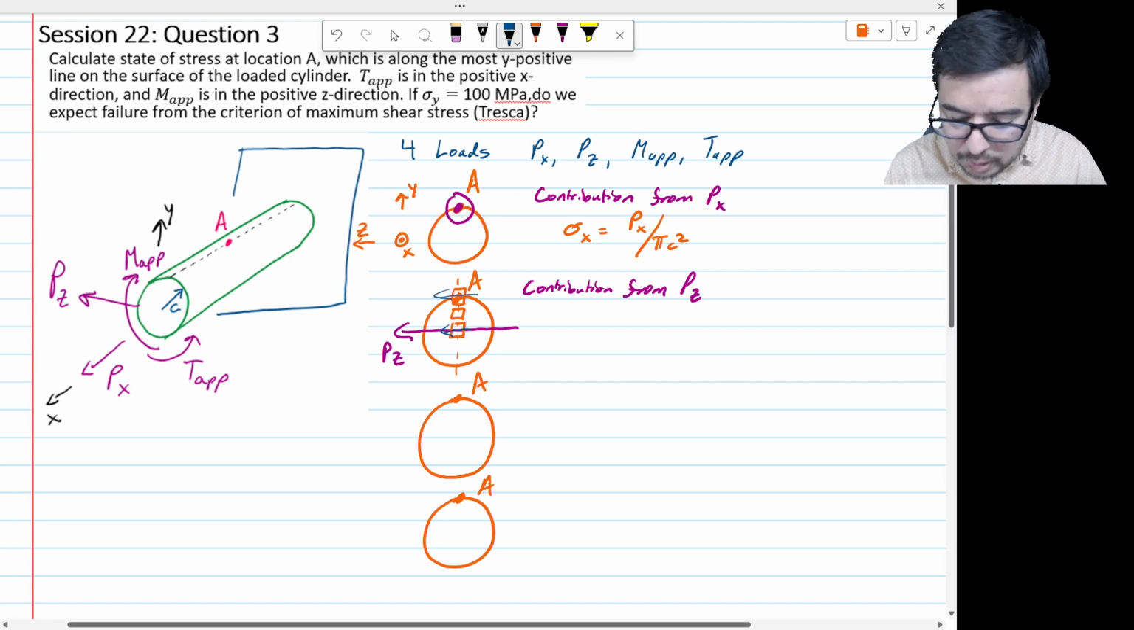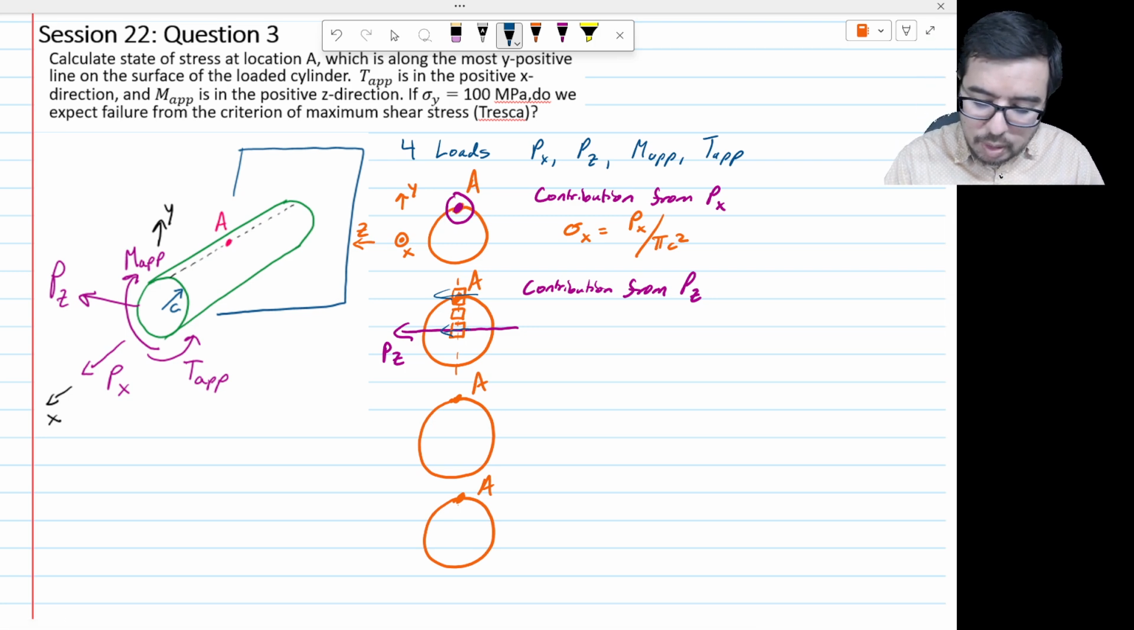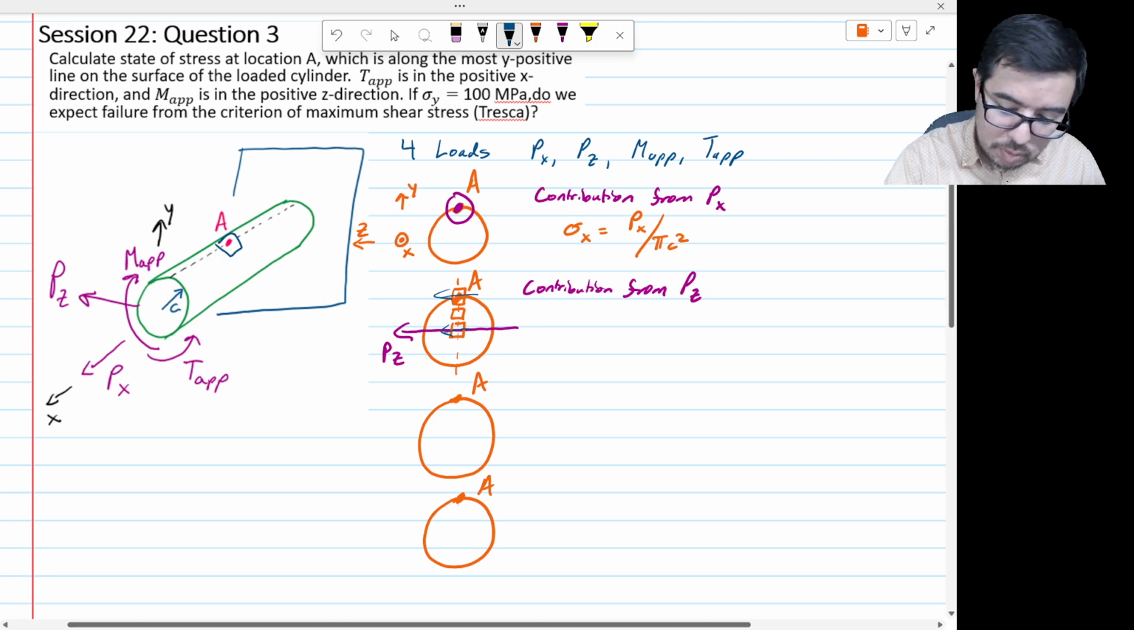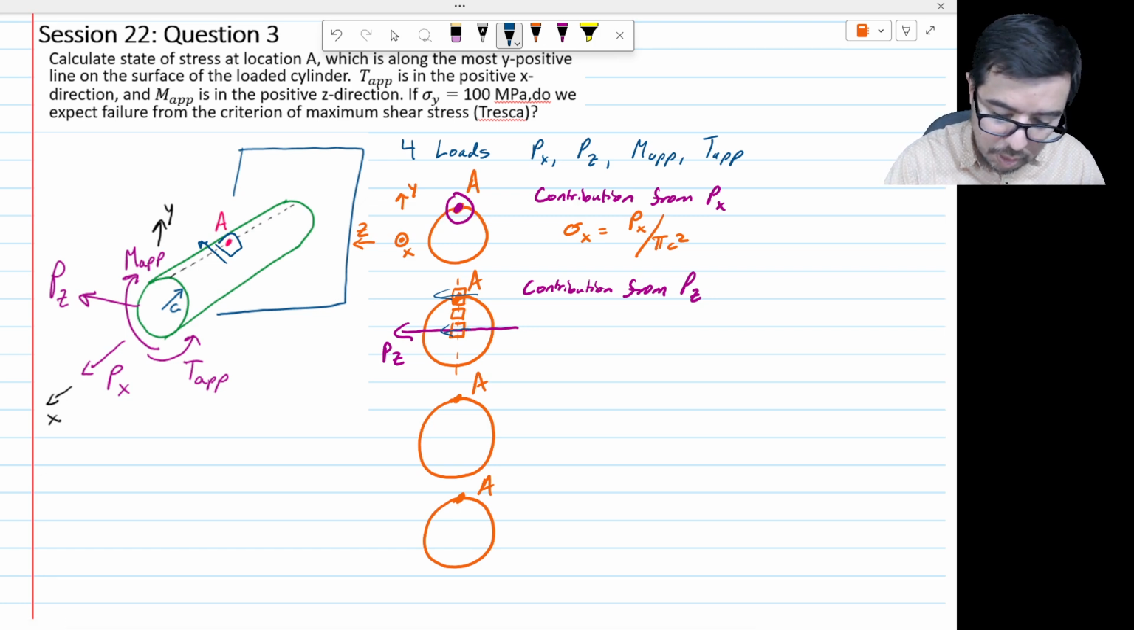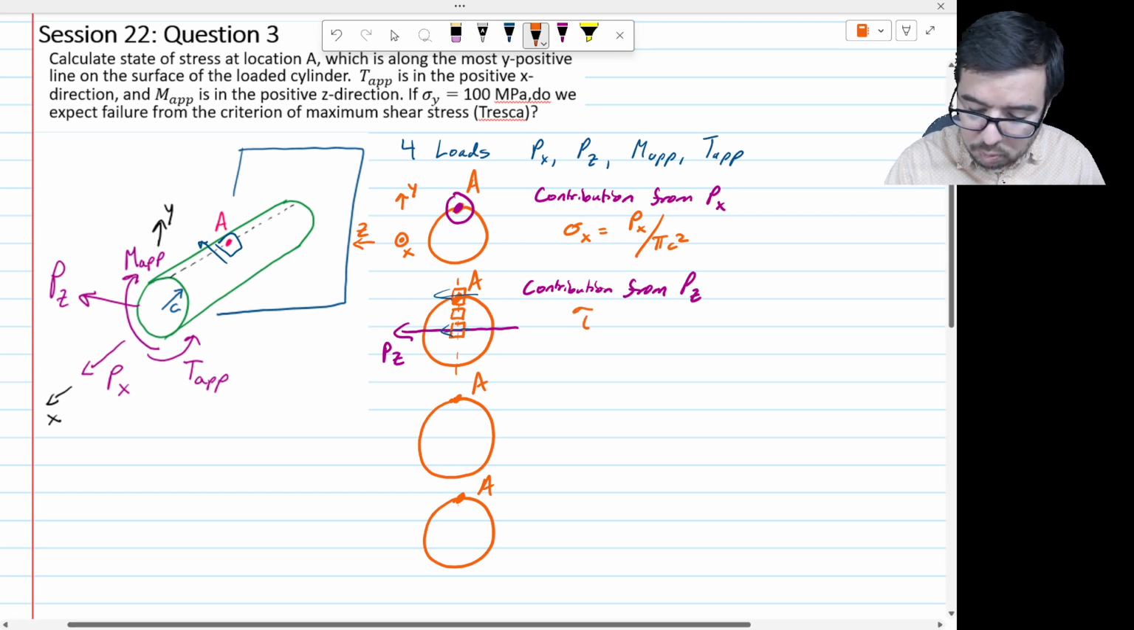Then we start to ask ourselves, what direction would that be? You can think of it as similar to what we've discussed with an element looking downward. In this case, the shear stress is acting in the positive z direction, and it's on the x face. So we can say that the contribution from PZ would be a tau acting on the x face, xz, which is going to be what?